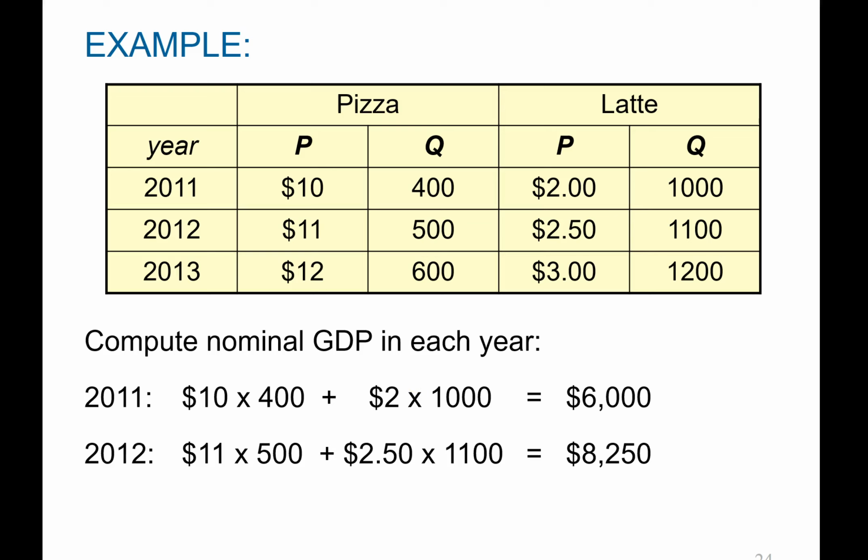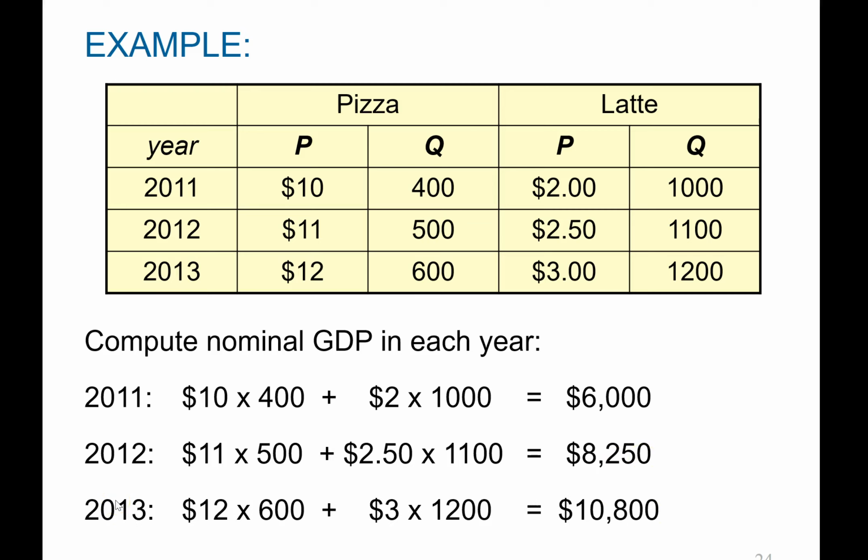In 2012, we do the same process. We multiply price times quantity. We add the two together. We can see that GDP, nominal GDP, is 8,250. And in 2013, again, we have different quantities, different prices. So we can calculate GDP in 2013.